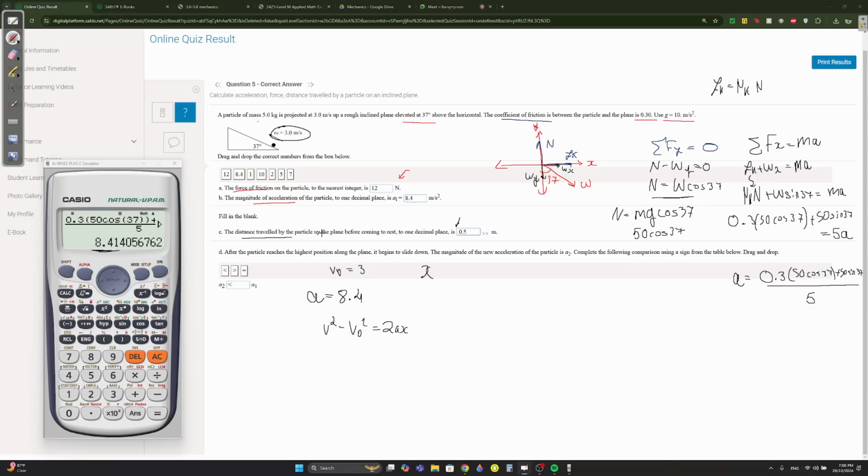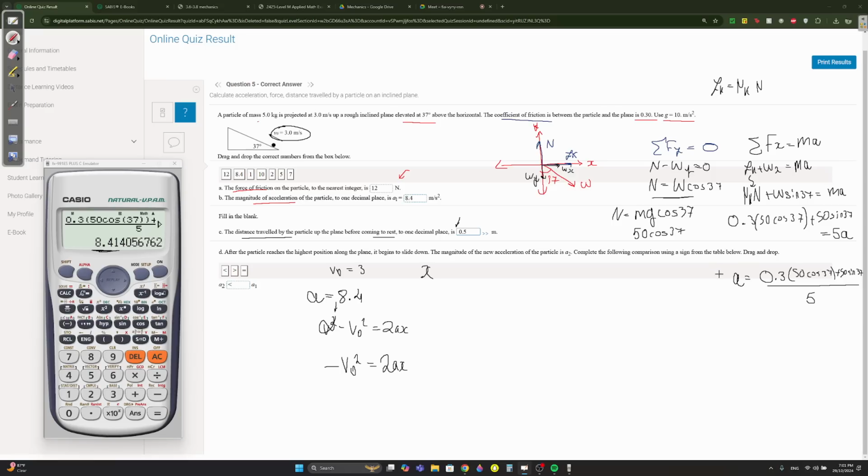We know it started at rest, right? And it's obvious it's starting at rest. So v squared, it stopped, it came to rest. Its final velocity is 0, not it started at rest. It started at 3, so v naught is 3. So this is 0. So minus v naught squared is equal to 2ax.